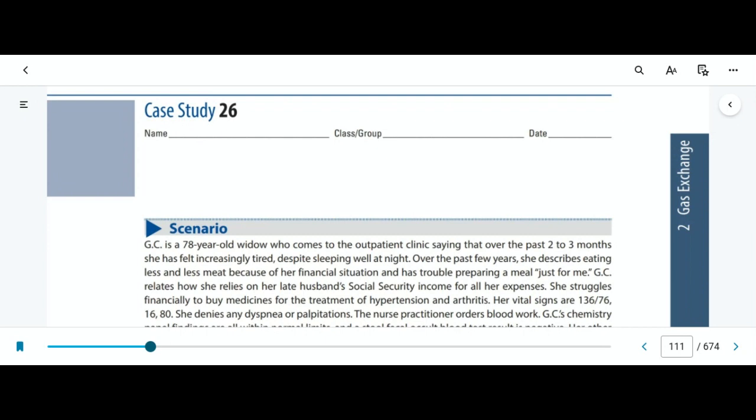All right, moving on. So case study 26, we are going to be talking about anemia, because it seems like a very good thing to talk about. So we've got our friend GC, a 78-year-old widow, who comes to the outpatient clinic saying that over the past 2 to 3 months, she has felt increasingly tired despite sleeping well at night. Over the past few years, she describes eating less and less meat because of her financial situation and has trouble preparing a meal just for one.